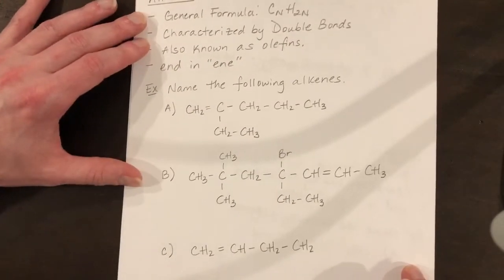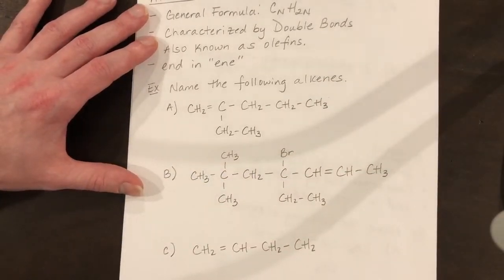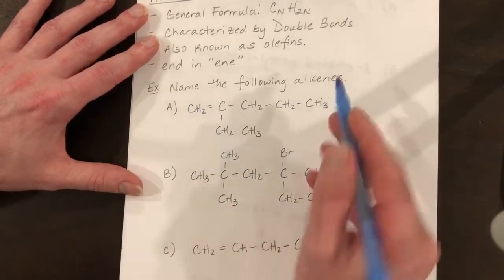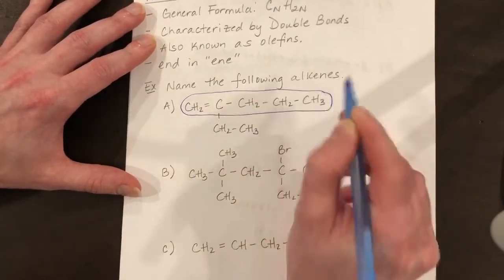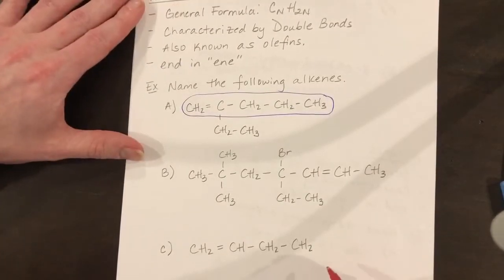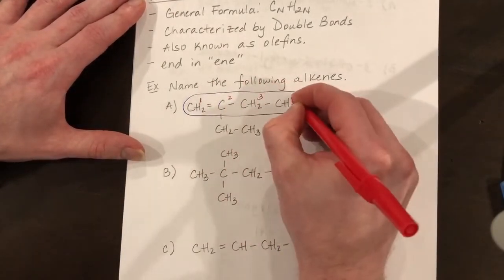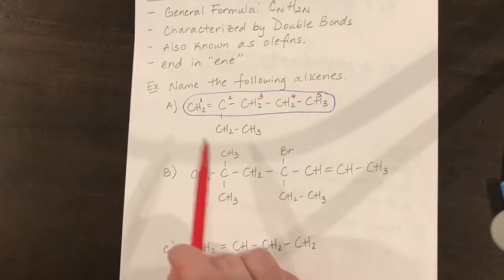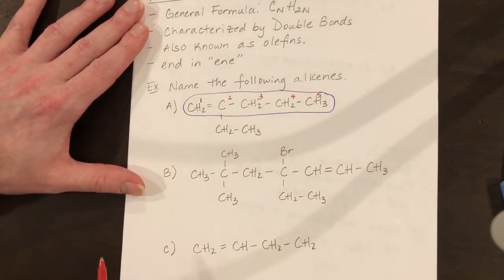Okay, so we're going to start with the same type of rules. We're going to identify the longest chain of carbons that contain the double bond. So 1, 2, 3, 4, 5. So that's going to be your longest chain of carbons right there. And we're going to go through and number it. Now, the difference in the rules for this one and alkanes is the double bond has to get the lowest numbers possible. So we're going to number going from left to right because it would be in the 1 position here, and if we're going this way, it would be in the 4 position.